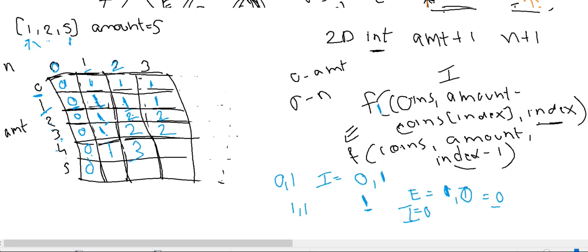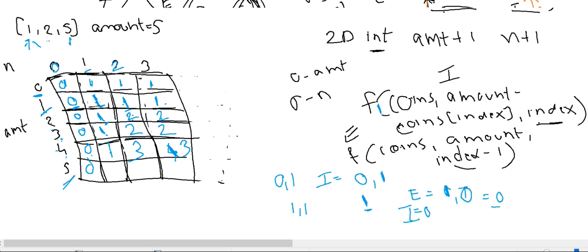4 minus 5 is 1. So row 1, this 3 plus 1 is 4. Sorry, 4 minus 5 is negative. So 0 plus 3. So this will be 3.